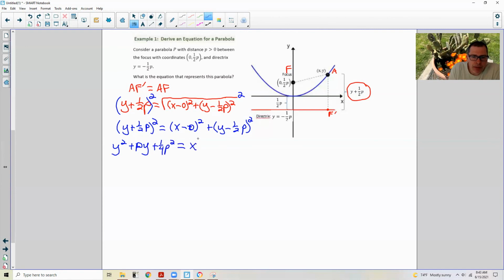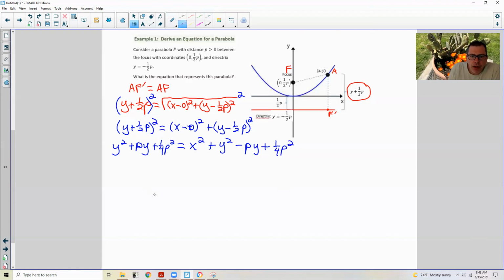just simply x squared. Plus, and then I do the same over here. Y times y is y squared. Minus 1/2 py minus another 1/2 py is minus py. And then negative times negative is positive. 1/2 p times 1/2 p is 1/4 p squared.